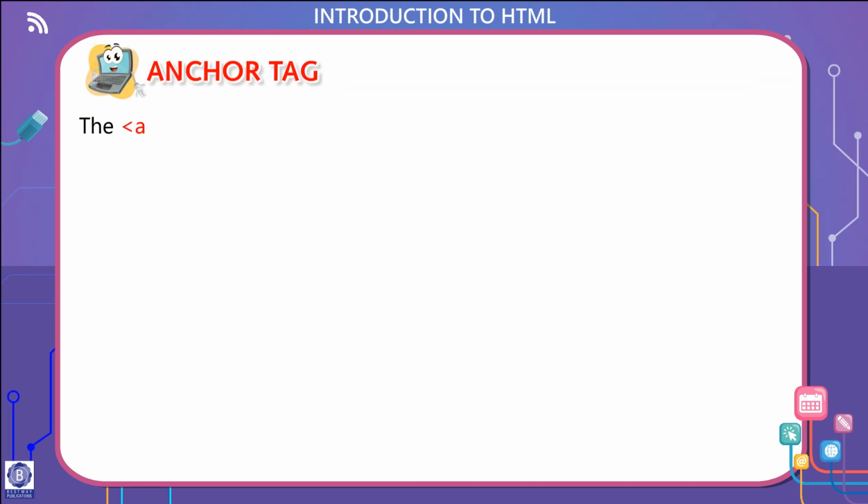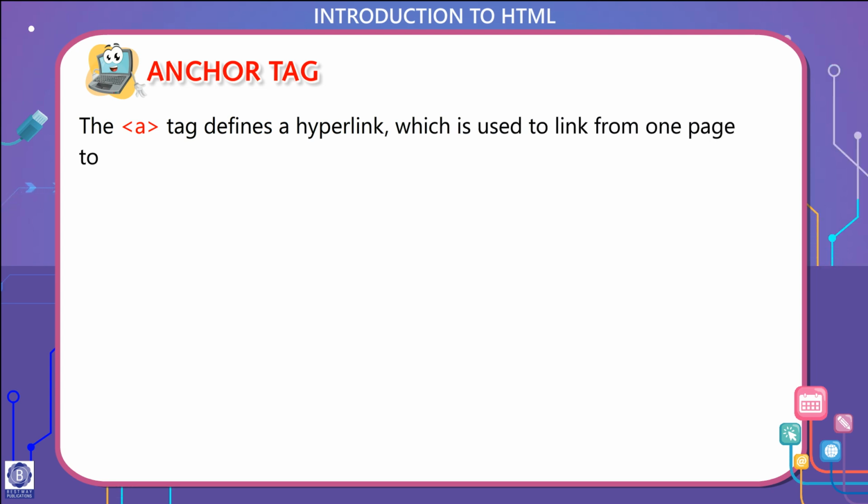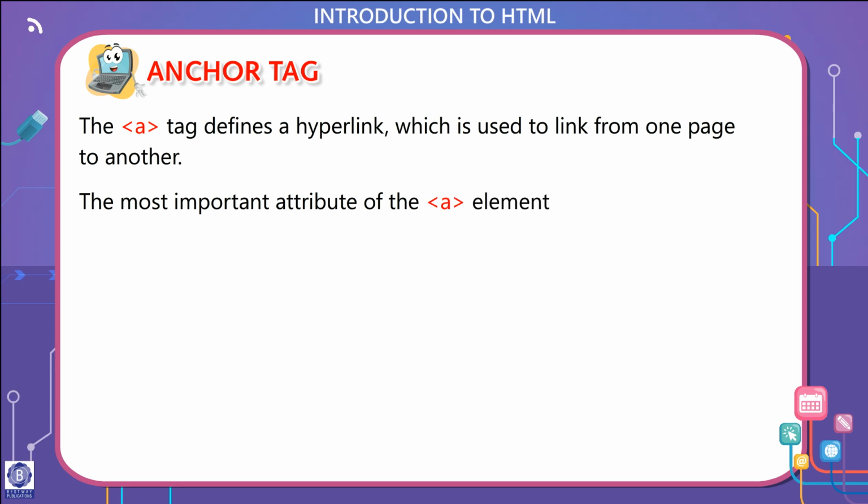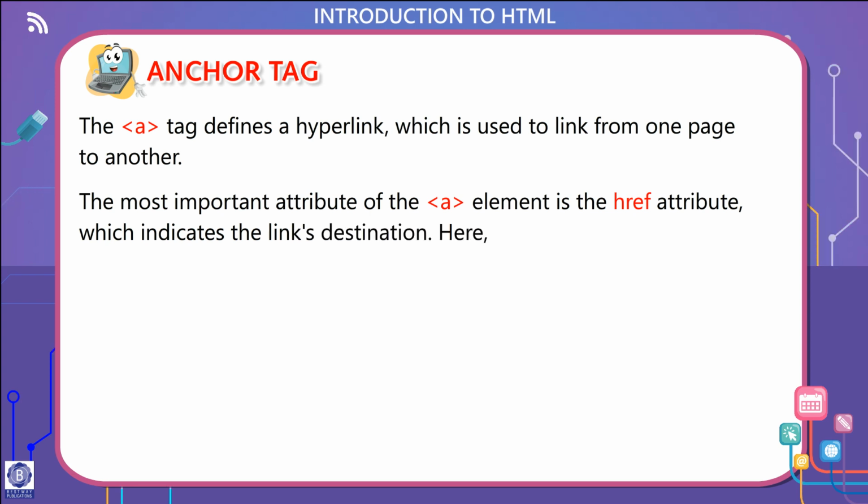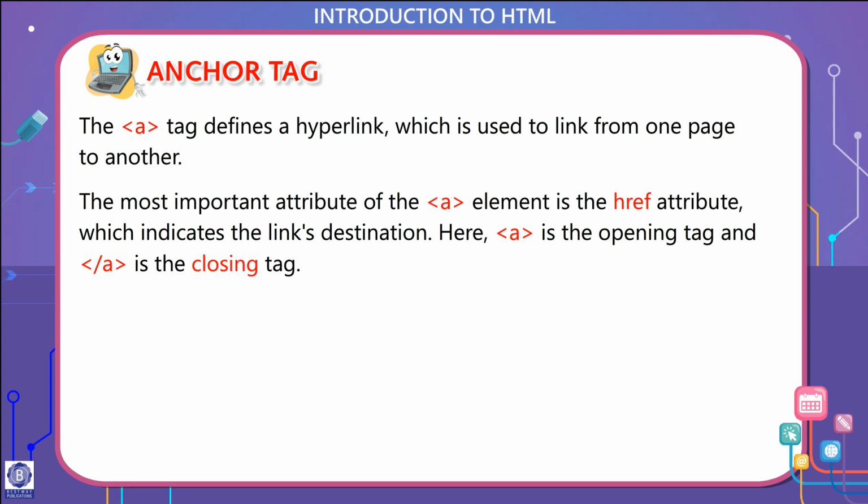Anchor tag. The A tag defines a hyperlink, which is used to link from one page to another. The most important attribute of the A element is the href attribute, which indicates the link's destination. Here, A is the opening tag and /A is the closing tag.